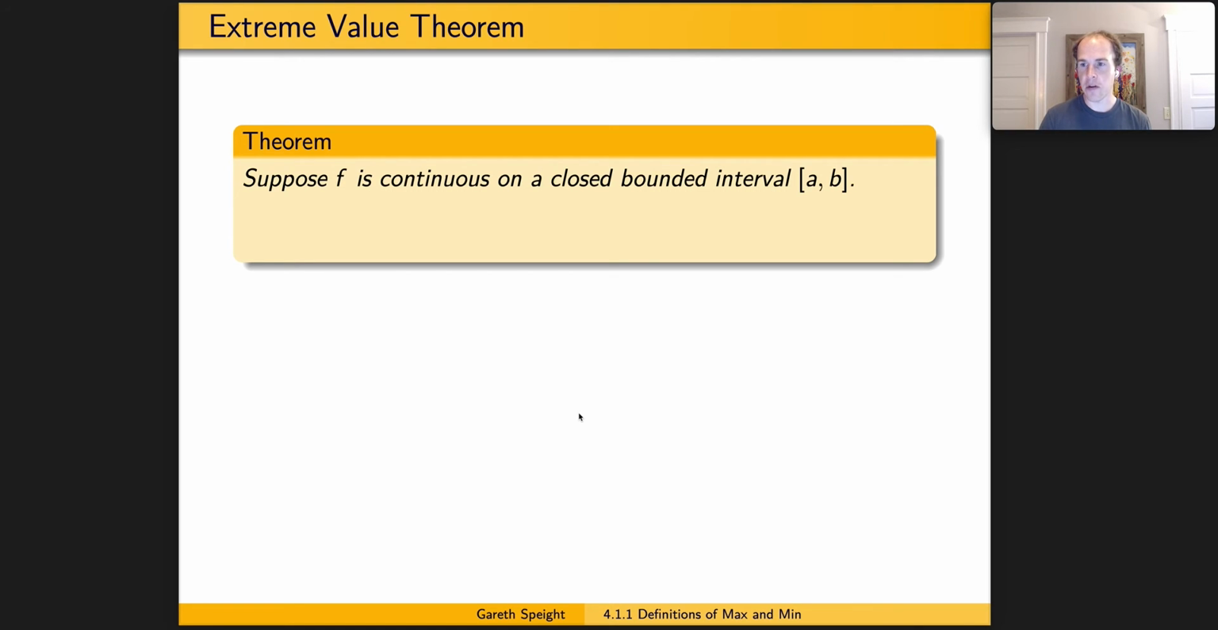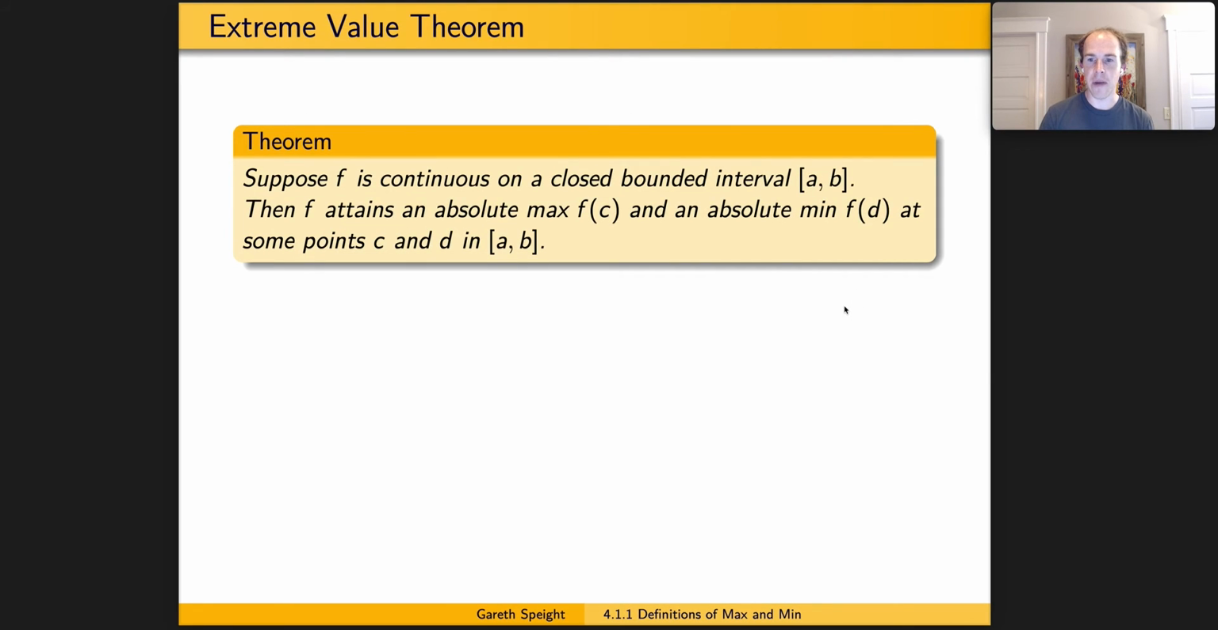Okay, so let's go on to talking about existence. Just to wrap things up, suppose we have a continuous function on a closed bounded interval [a, b]. So notice here we're including both the endpoints. Then there is an absolute max and there is an absolute min somewhere in the interval.